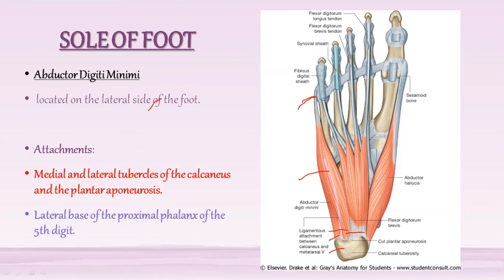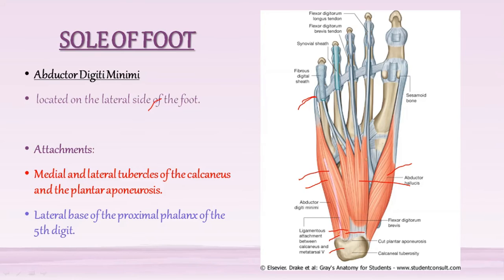Clear? Now there are three muscles in the first layer of the sole of the foot. This is the first point which you have to remember. The second is from medial to lateral. These muscles are abductor hallucis, flexor digitorum brevis, and abductor digiti minimi.